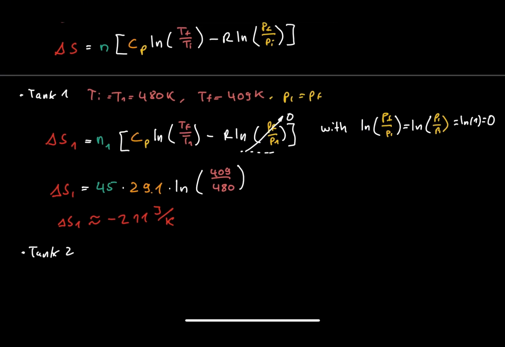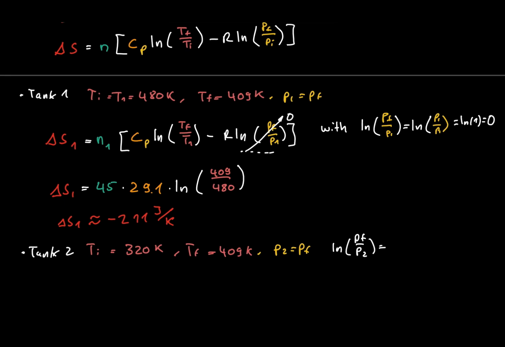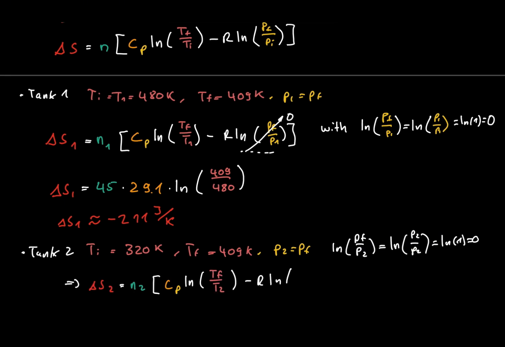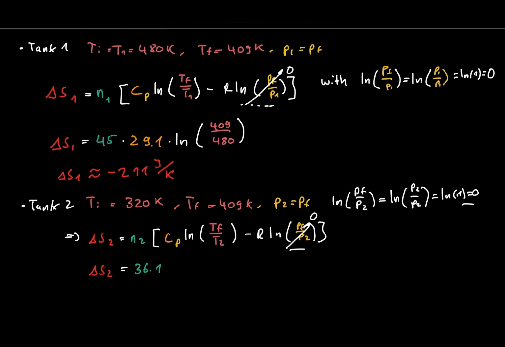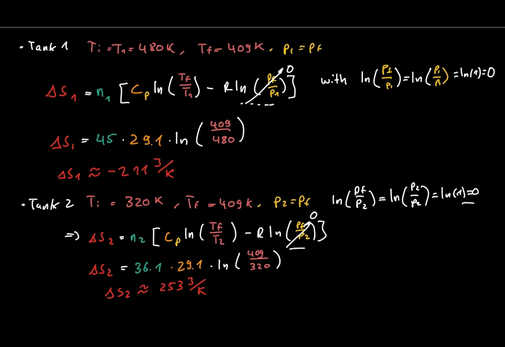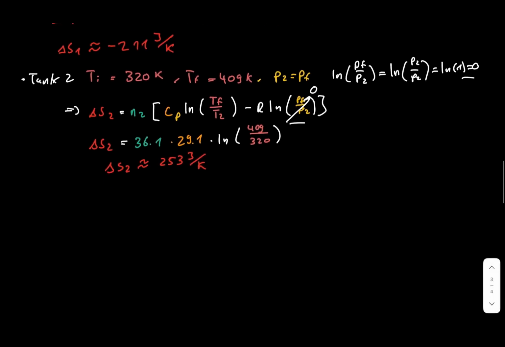Now tank 2 heats from 320 Kelvin to 409 Kelvin. Again, the pressure term is zero, so we use only the temperature term. The entropy change of tank 2 is about plus 253 joules per Kelvin. This is positive because tank 2 heats up.